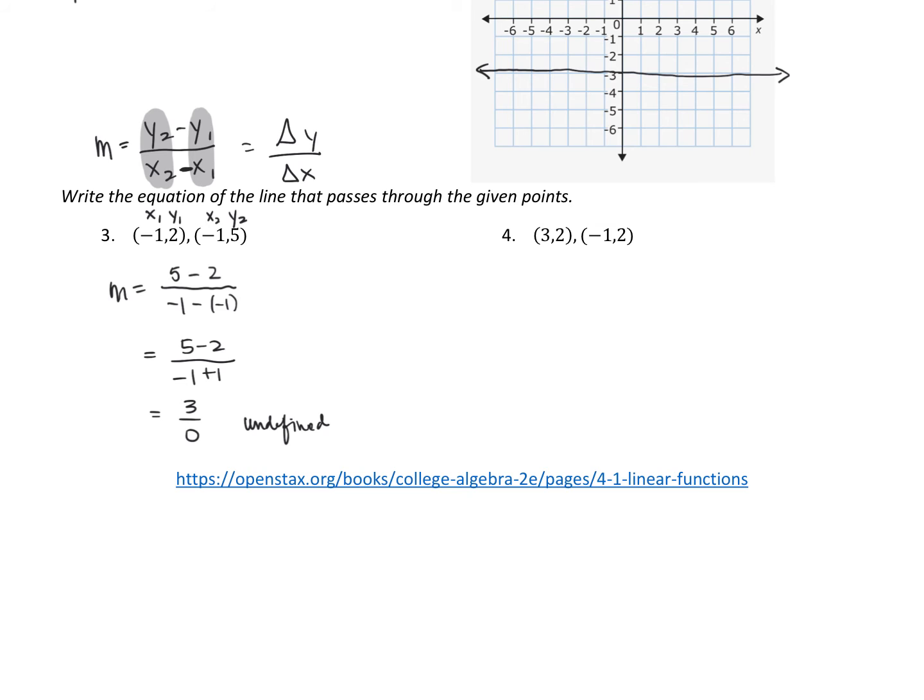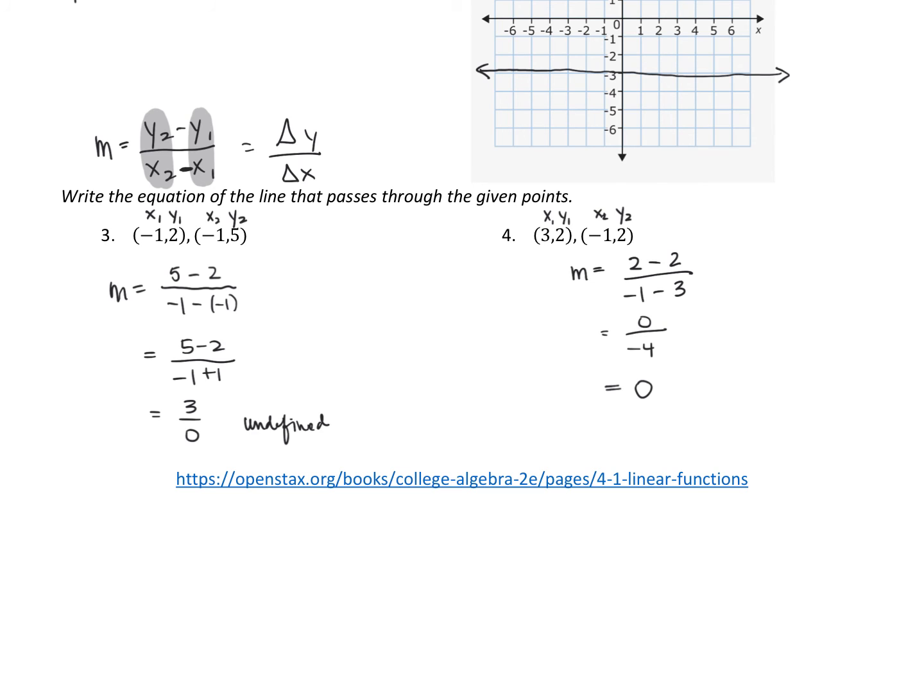Number 4, let's go ahead and do the work because I want to compare these before we move forward. Number 4, we use the same formula. I can label my points if I'd like. If that makes it easier for you, I would suggest doing it. y2 is 2, y1 is 2, x2 is negative 1, minus x1 is 3. So this will be 0 over negative 4. 0 divided by anything is just 0. Okay, so this one is okay. 0 divided by any number is just 0, unless it's divided by 0, and that's different.